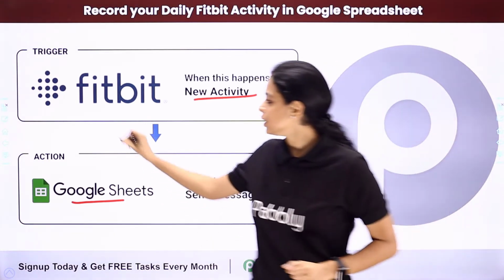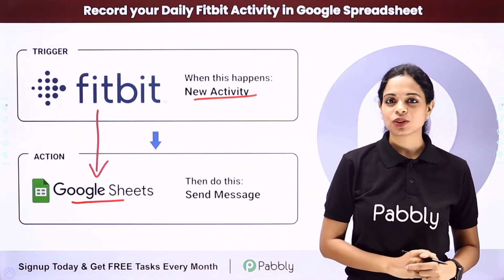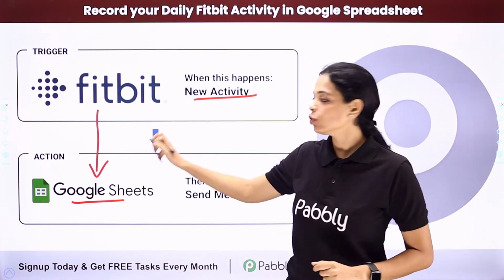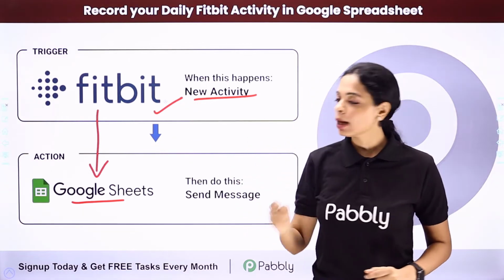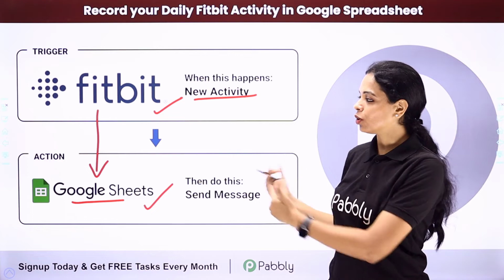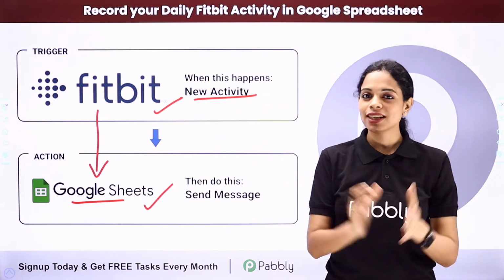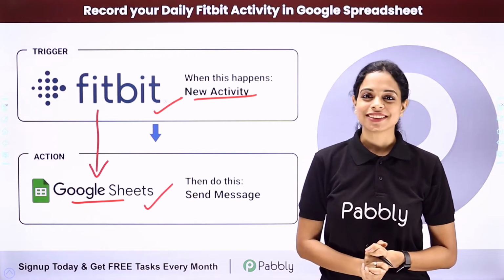For this, you will have to integrate these two applications, and the same can be done using Pabbly Connect software. Here, your trigger application would be Fitbit and your action application would be Google Sheets. Now, how can you do this yourself and integrate and automate this entire process? To understand that, let me take you to my screen.